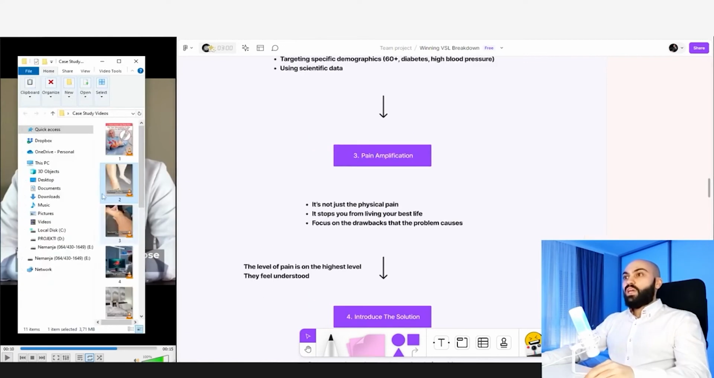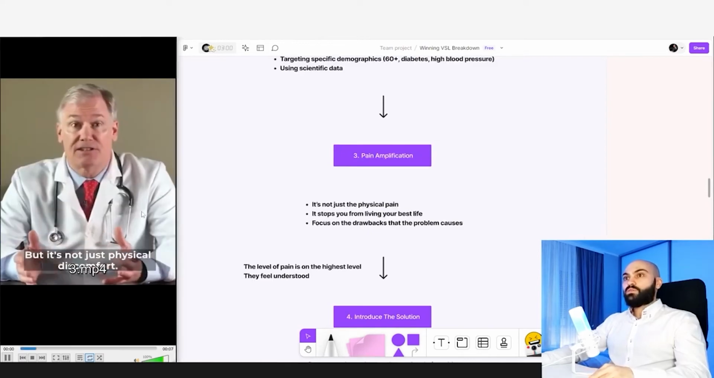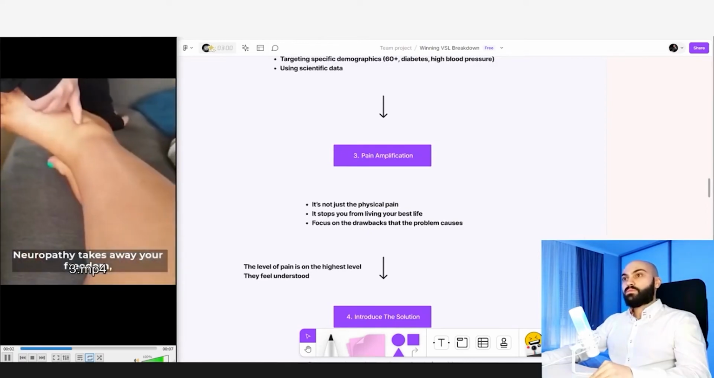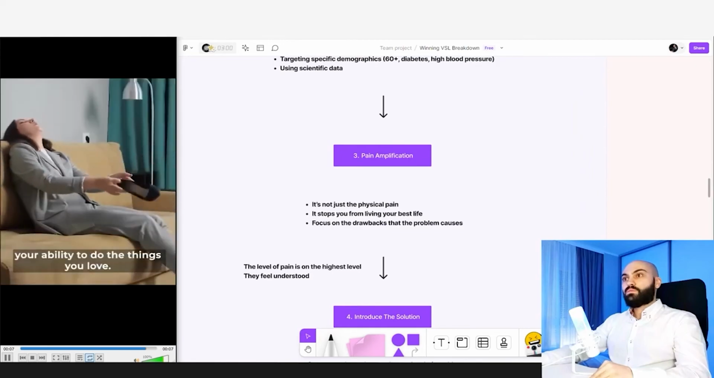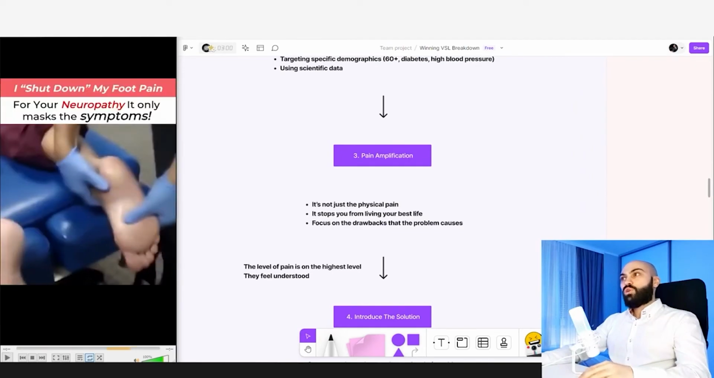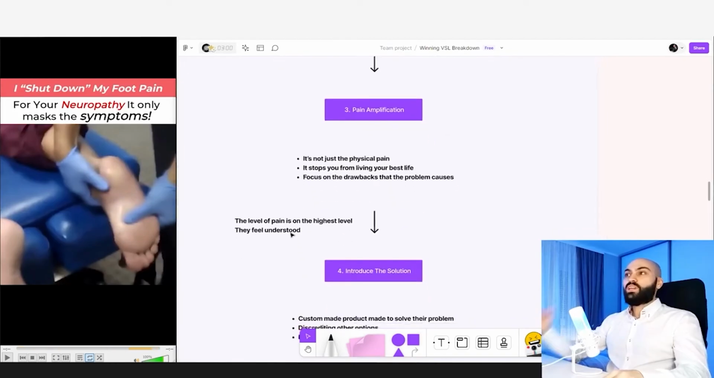Then we have the pain amplification. "But it's not just physical discomfort. Neuropathy takes away your freedom, your independence, and your ability to do the things you love." So here, it's not just about physical pain, it stops them from living their best life, and we focus on the drawbacks that the problem causes. By this point, their level of pain is at the highest level, and they feel understood. That's very important because now we will introduce the solution.